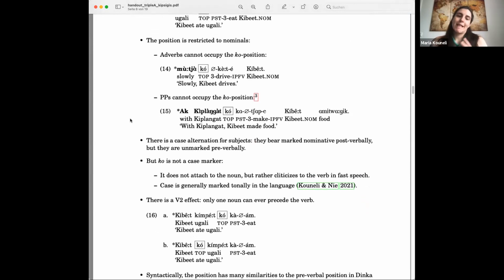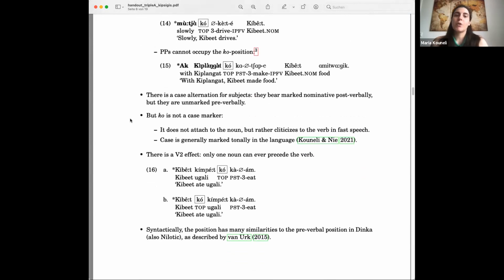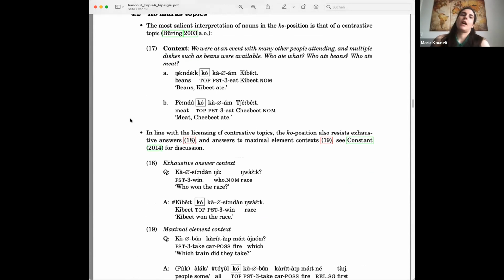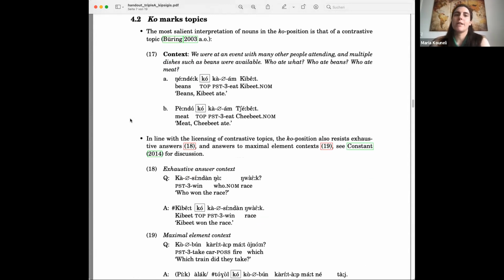For those interested in the syntax side of things, there's also a V2 effect. So what this means is that if we have a preverbal position, we can only ever have one noun preceding the verb, never two nouns. And syntactically, the position has many similarities to the preverbal position in Dinka, which is also Nilotic. Okay. Now, moving on to the interpretation of the position, what we will argue is that it marks topics.